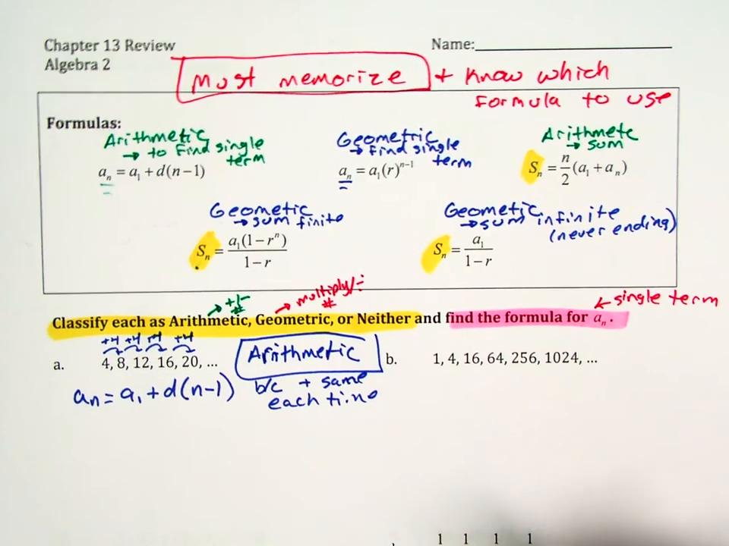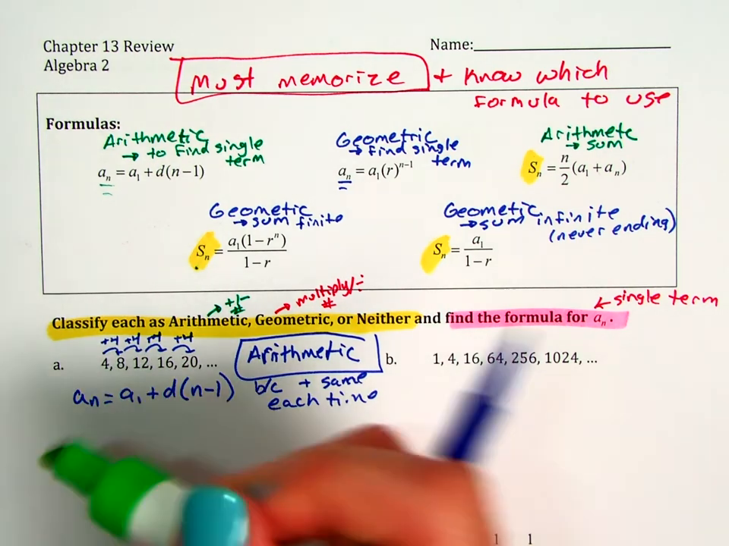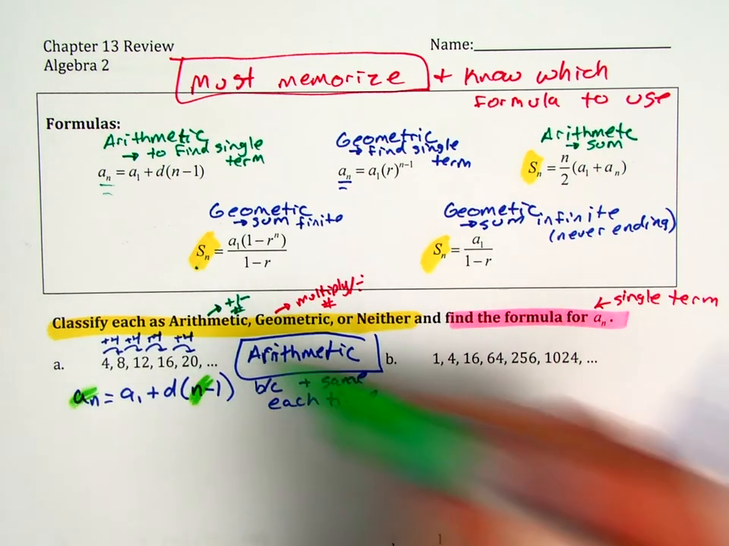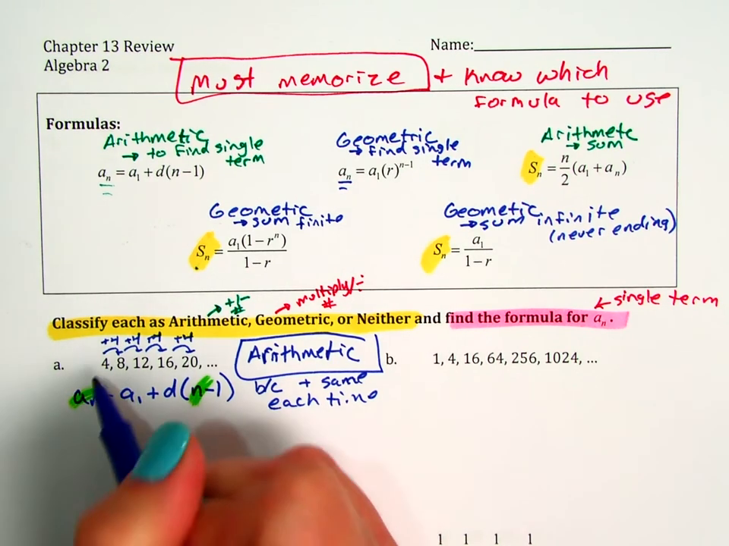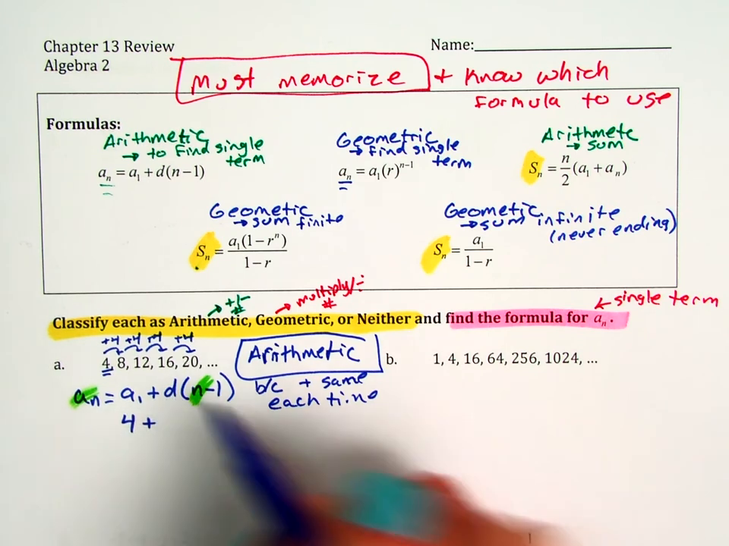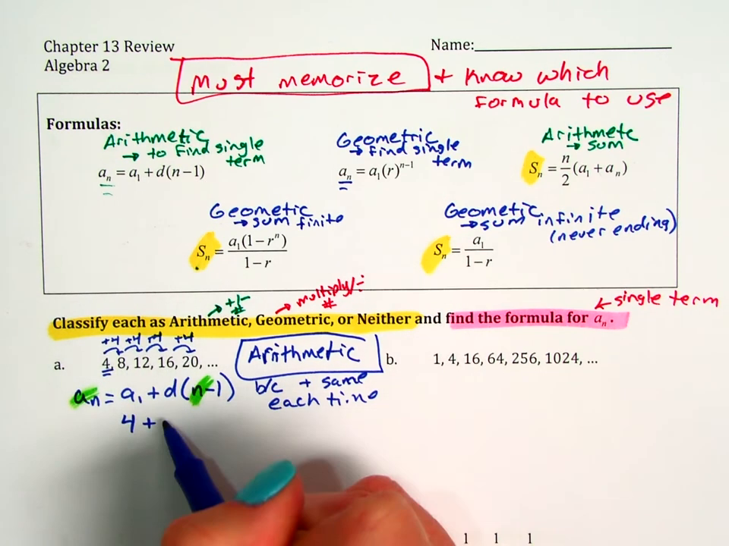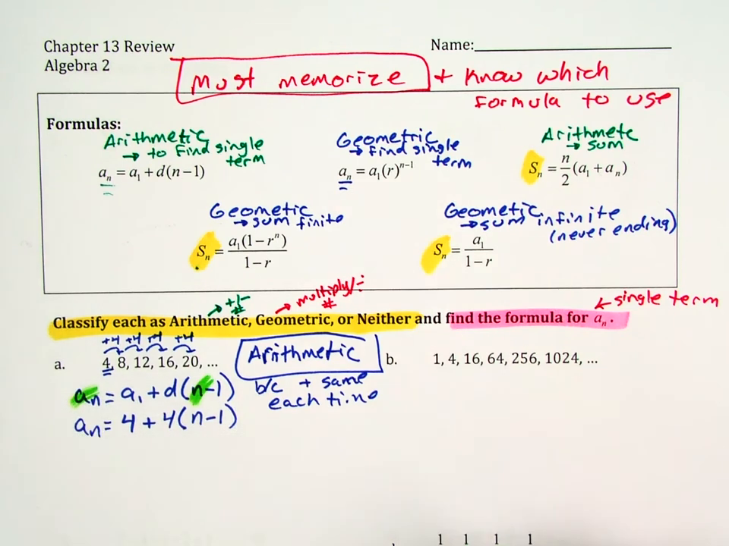And since we're writing a general formula, remember that we're going to keep the a sub n and the n general, right? And then we have to figure out, well, a1 is the first term, right? So my first term is 4, plus the d, which is my common difference, which here was 4, times n minus 1. So a sub n equals this.